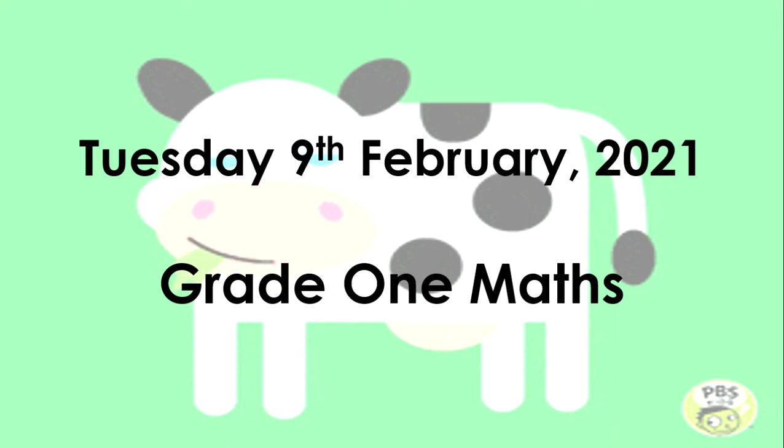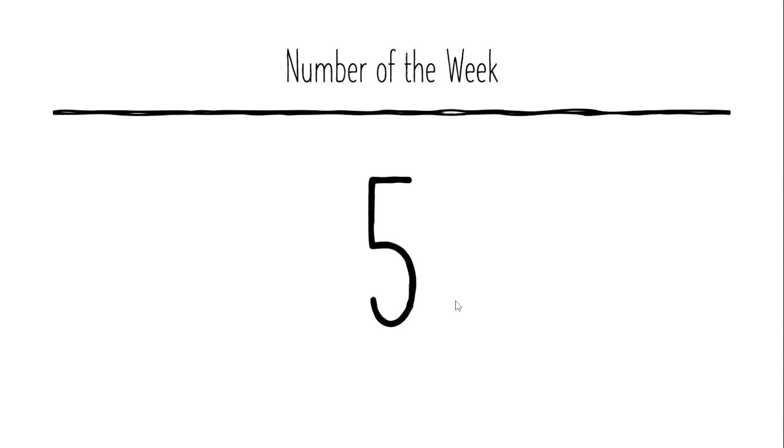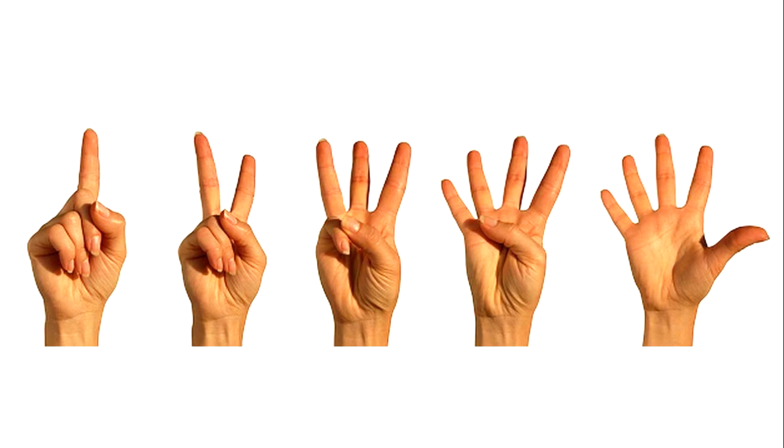So today is Tuesday, the 9th of February in the year 2021, and this is grade 1 maths. The number of the week is 5. Last week's number of the week was 6. This week the number of the week is 5. This is how the number 5 looks in words. F-I-V-E, 5. This is how the number 5 looks in figure, shaped like that. Could you count 5 on your fingers for me, please? Let's make 5 fingers. Let's go.